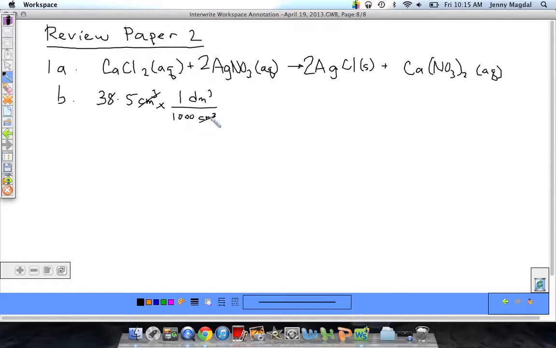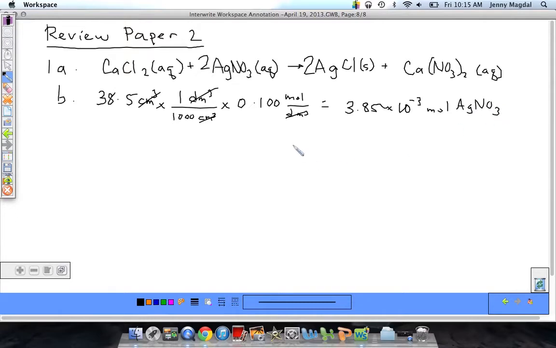So my centimeters cubed are going to cancel out. Then I'm going to multiply it by the concentration, 0.100 moles over decimeters cubed. My decimeters cubed cancel out. I'm going to be left with moles, which is what I want. 3.85 times 10 to the negative 3 moles of AgNO3.